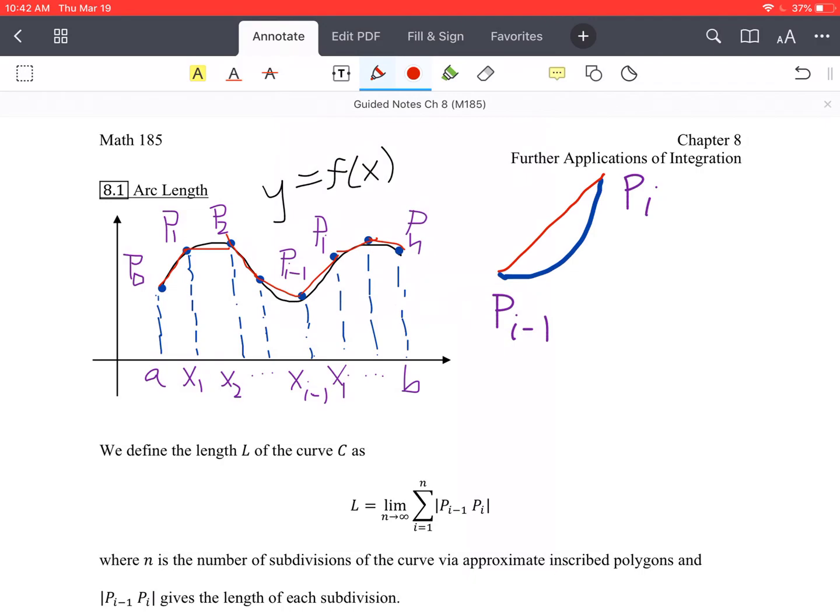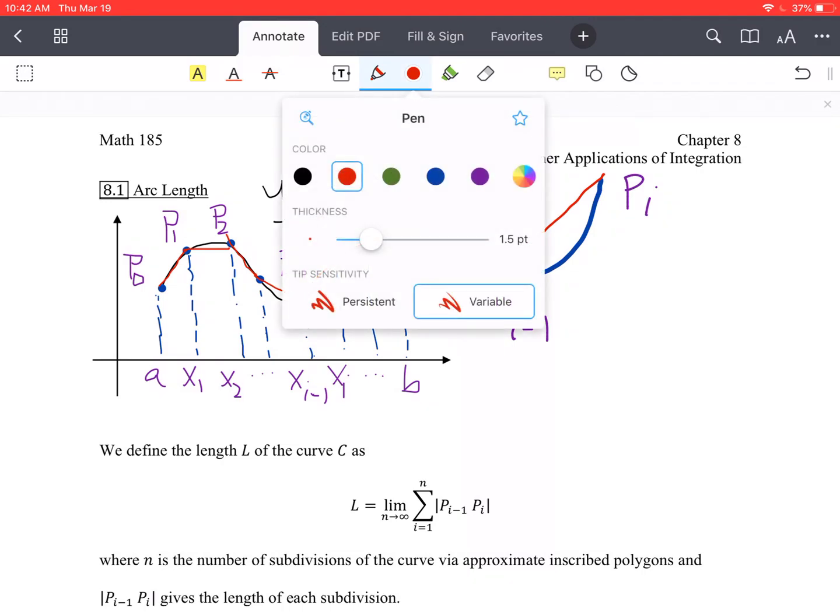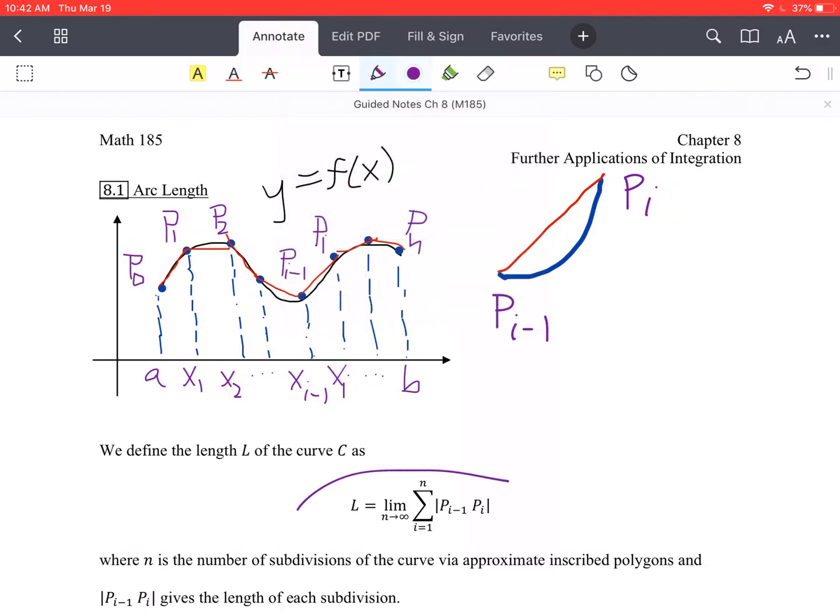Now, when we're looking at defining the arc length, that comes to this formula down here. We're looking at the limit as n approaches infinity of the sum, i going from 1 to n, of the length from P sub i minus 1 to P sub i. Let's break this up into its components. We're taking the length between each pair of points, that's the polygon, the straight line. We're adding up all of those lengths.